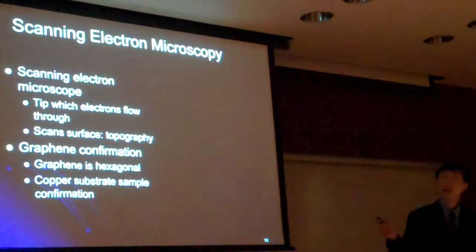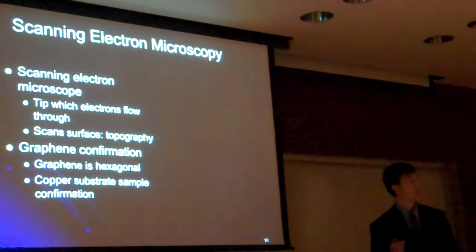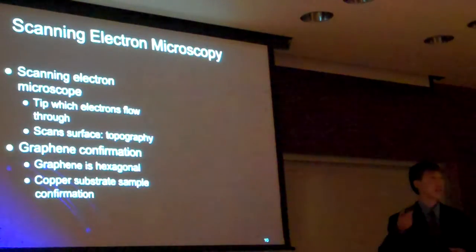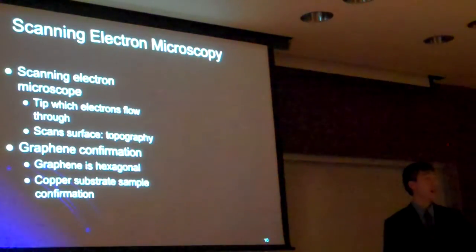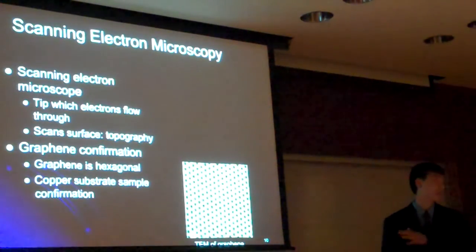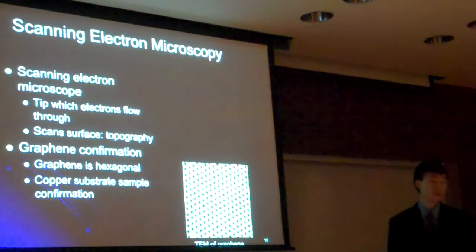So, now that we have the copper with the graphene on it, we want to characterize it in scanning electron microscopy. So, scanning electron microscopy is a method where there's a sort of needle which electrons will flow through, and you end up getting a topographical map of whatever substance you have. So we want to use this to confirm that we have graphene on the copper. So this is just an image I showed you earlier, to remind you what graphene looks like. So we're ideally looking for something that's hexagonal.